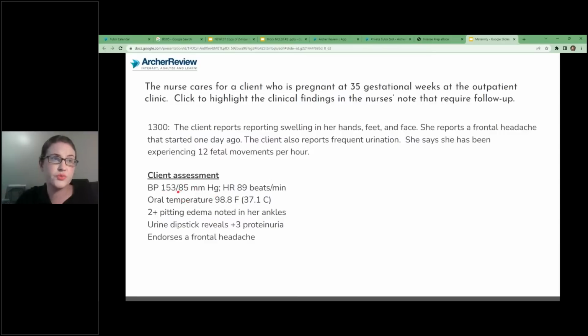The blood pressure is 153/85. Heart rate is 89 beats per minute. Temperature 98.8. We've got +2 pitting edema in the ankles. Urine dipstick reveals +3 proteinuria, and there's a frontal headache. What are we gonna highlight there? Yes, Nisha, that's not good. I agree with that. What else would we highlight?